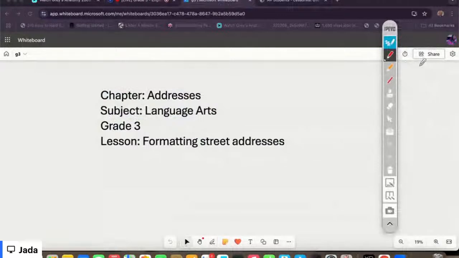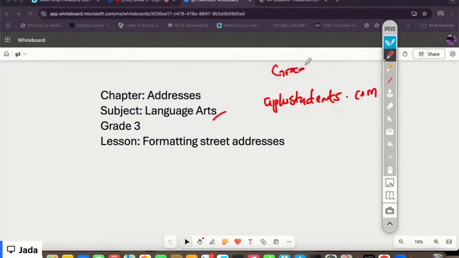Today, our grade 3 lesson will be addresses. First, you have to log in using aplusstudent.com. You click on your name and choose Language Arts, Grade 3. The chapter is Addresses and the lesson is Formatting Street Addresses.